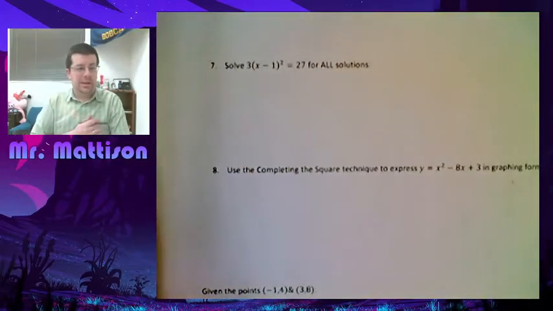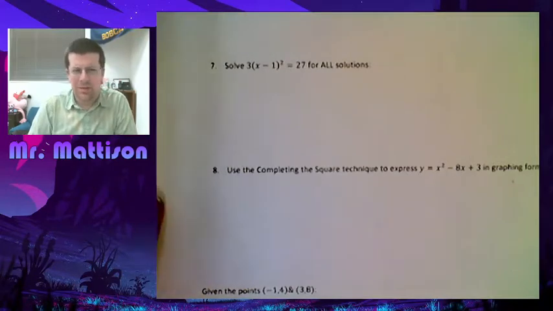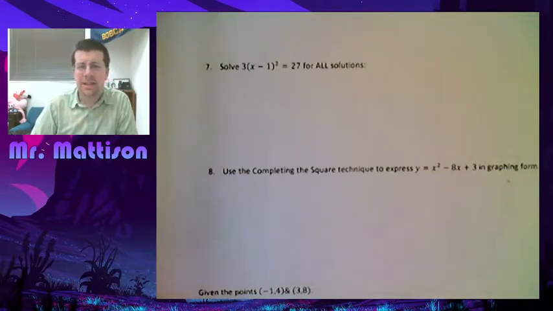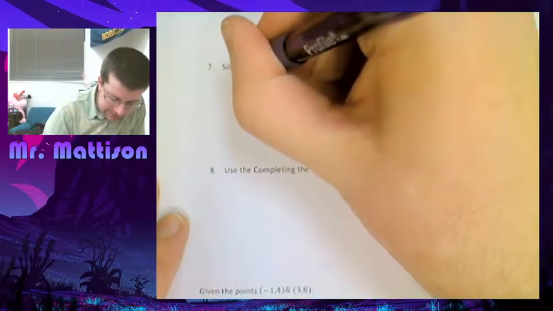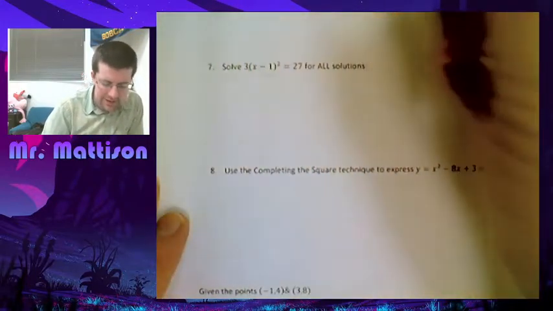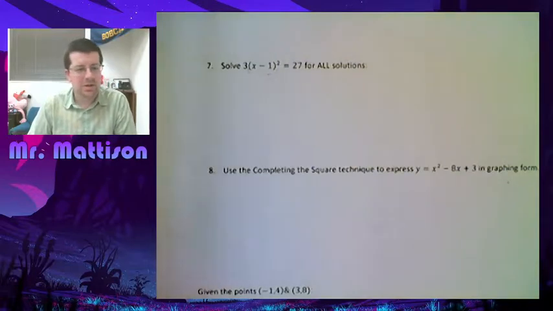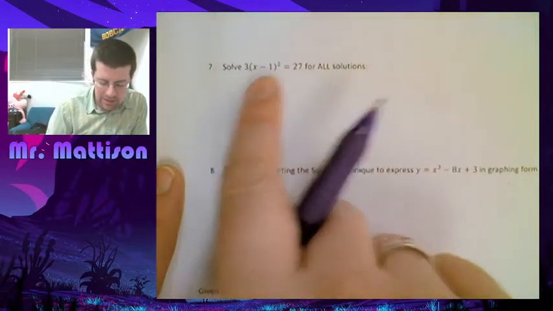That will work, but that's going to take you a whole lot of time. There's a whole lot of places for you to make errors. These ones are actually very, very easy if you just try and isolate your exponent first. So I'm going to try and get that x minus 1 squared by itself. To do that, I just have to get rid of that 3. So I'm going to divide both sides by 3.